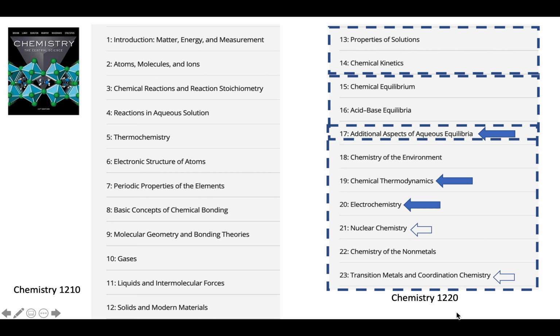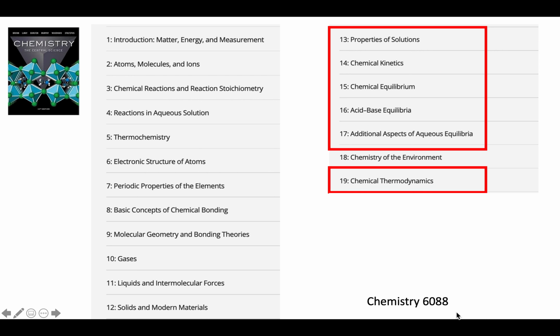And same thing with transition metals and coordination chemistry. It's in the back portion of the course. Sometimes it's on the third exam. More often though, it's something that appears on the final. The other topics that you see there, chemistry of the environment and chemistry of the nonmetals, of late that hasn't been part of the course.